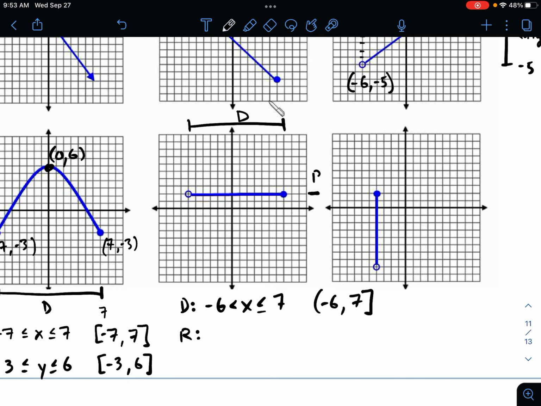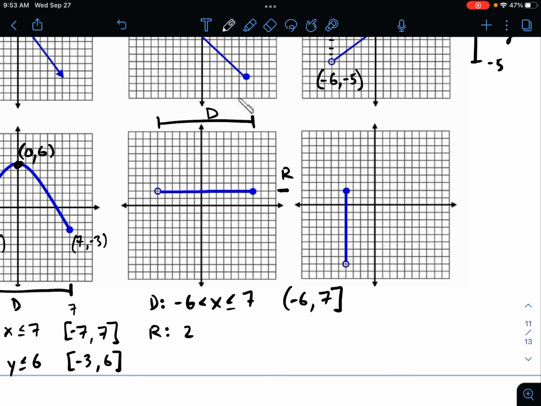The range, well, the range is just this sliver right here. That's the range, right? It doesn't go up or down. It's just at this level right here, which is at positive 2. So the range is just 2. And we don't even need to use interval notation because the only value that the range could be is 2.